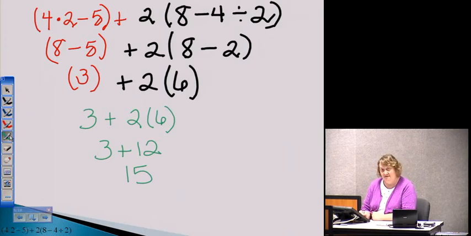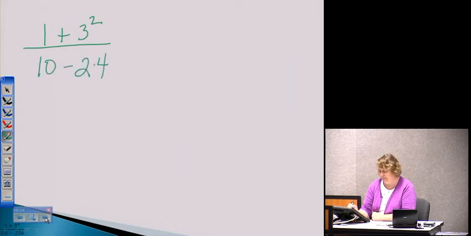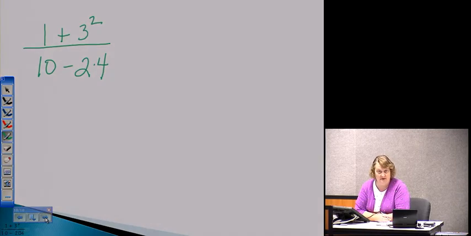Now let's look at one final example. And this one involves a different set of grouping. This one involves a fraction. We have a fraction bar, and a fraction bar, remember, means to divide. And a fraction bar groups the top of the fraction and the bottom of the fraction and tells us to do the top first, then the bottom, and then do the division.